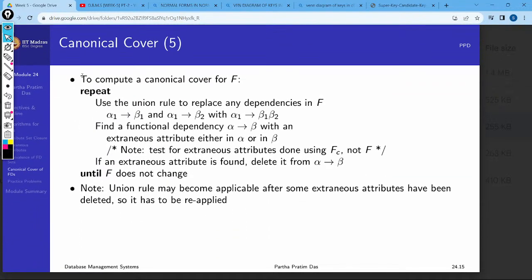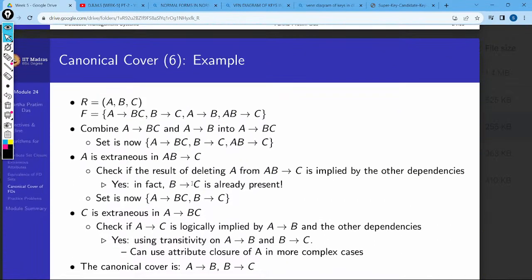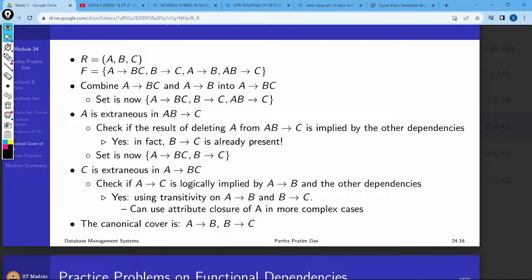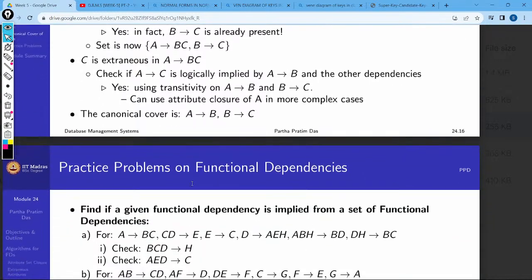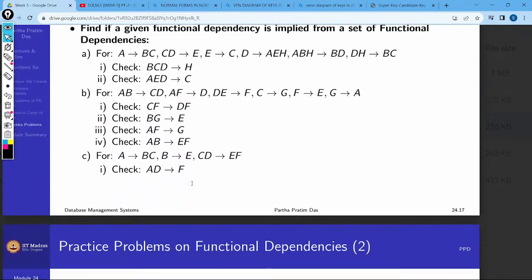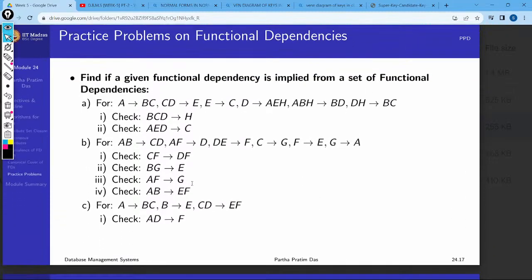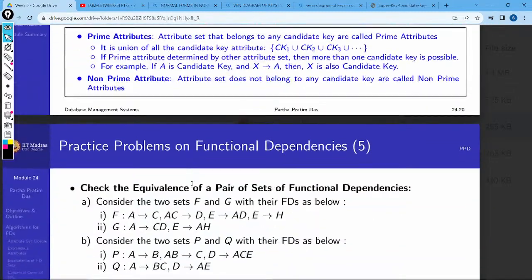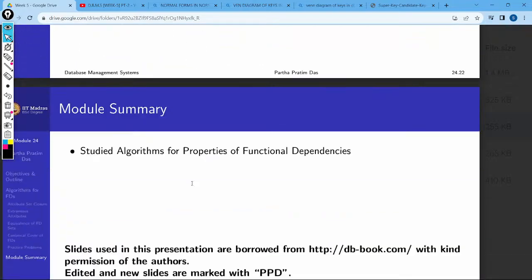This is a pseudo code on canonical covers. Some more examples on this, and practice problems on functional dependencies. These are some practice problems that they asked us to do. Okay, so we can skip through these two.